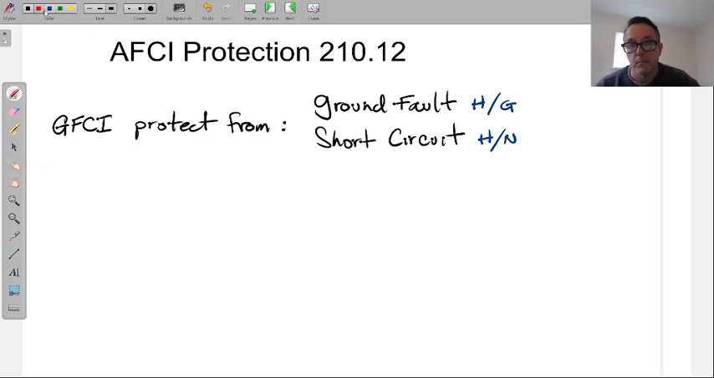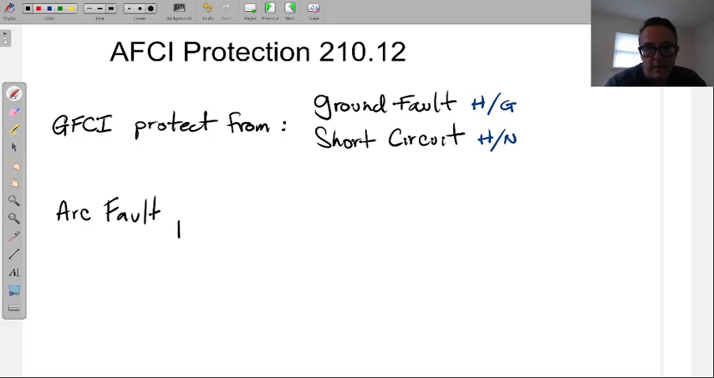Because we want potential pieces of equipment that we know are near water and near conductive materials like that. If they get shorted out, it could potentially be a real hazard. So those should be a GFCI. The arc fault, well, it should be in the name, right? This protects against arcs. So, what is an arc?